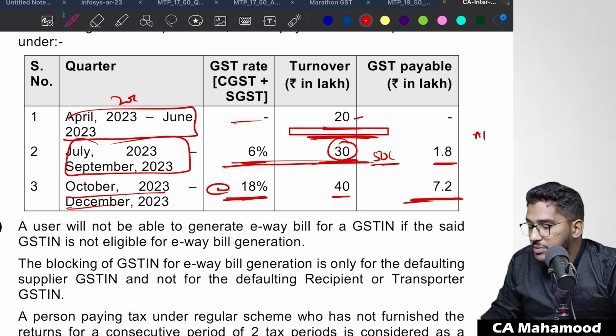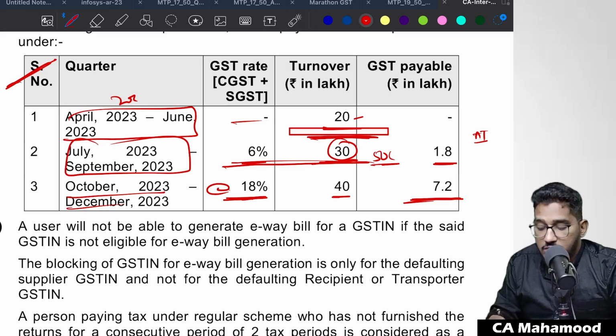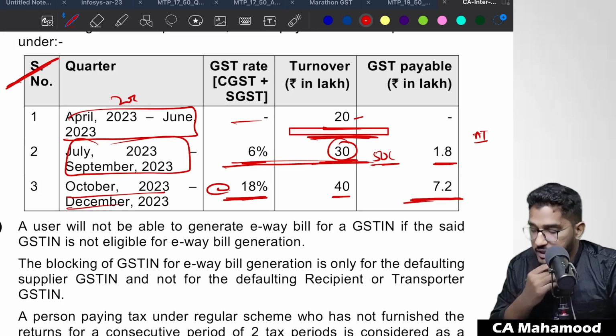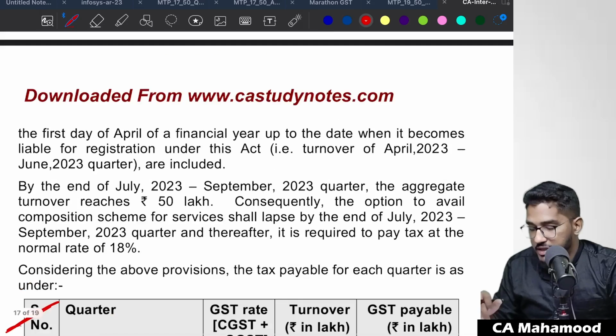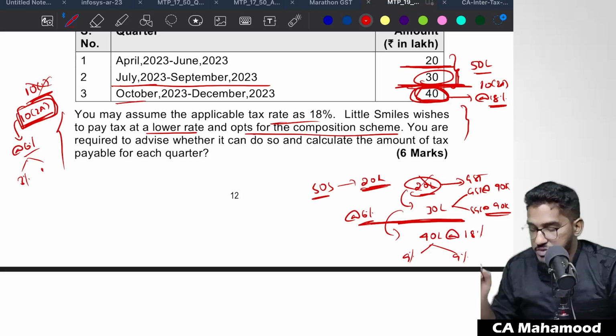When aggregate turnover has to be calculated, it should be calculated from the first day of the financial year. Not when you become liable for registration. For the purpose of calculating aggregate turnover, the turnover has to be considered from the first day of the financial year itself, not from the date when you become liable for registration. Clear, everybody? So that is one more point I try to explain in the above explanation, that you can refer to, but this is the final conclusion.